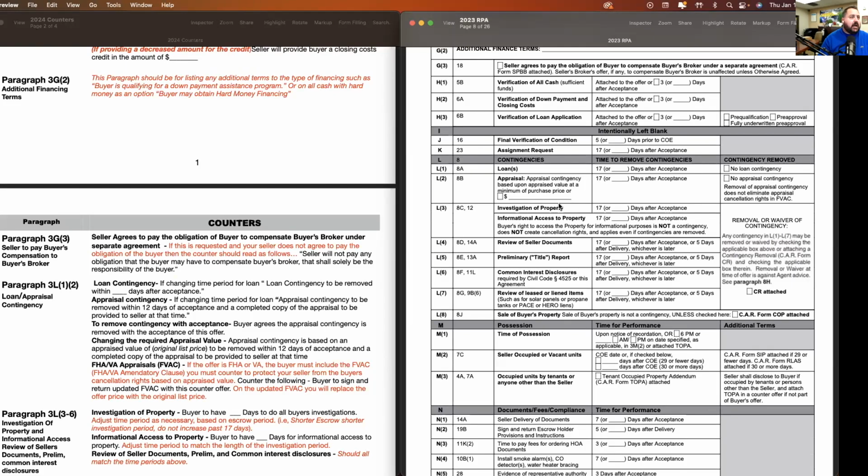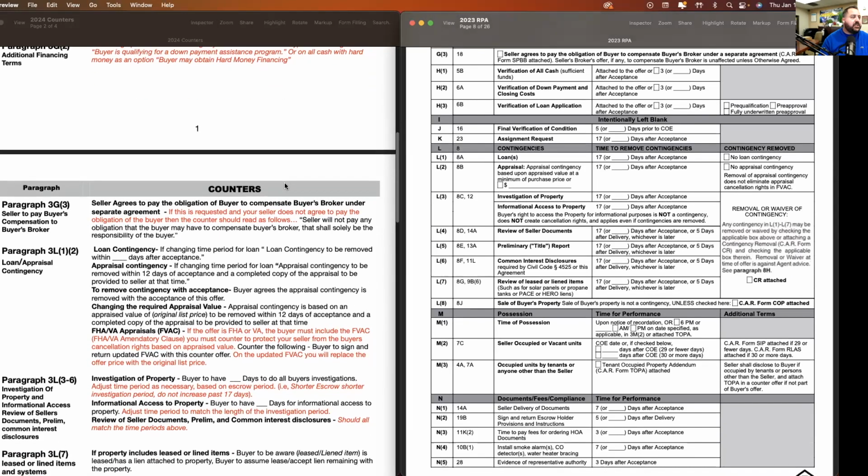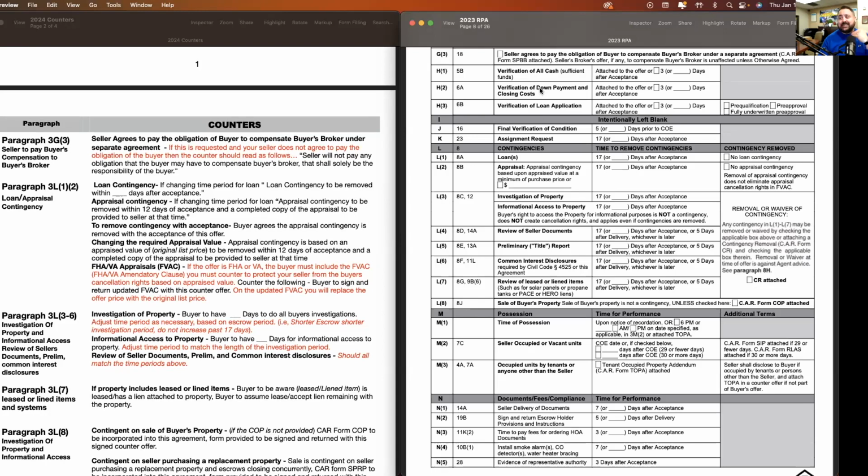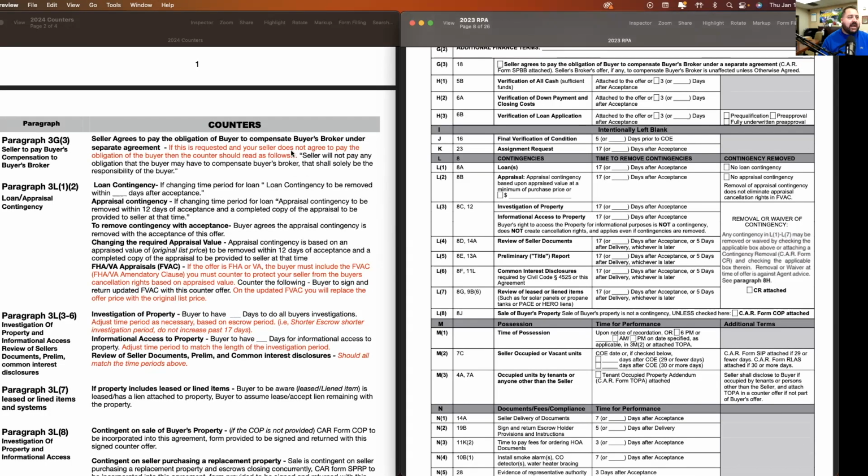All right. Next, paragraph 3G3. We talked about this last week when we were talking about the buyer representation agreement, but the counter for that is, if it was requested and your seller's not going to pay for that: seller will not pay any obligation that the buyer may have to compensate buyer's broker. That shall solely be the responsibility of the buyer. So if this is checked, then that would be your counter for that.